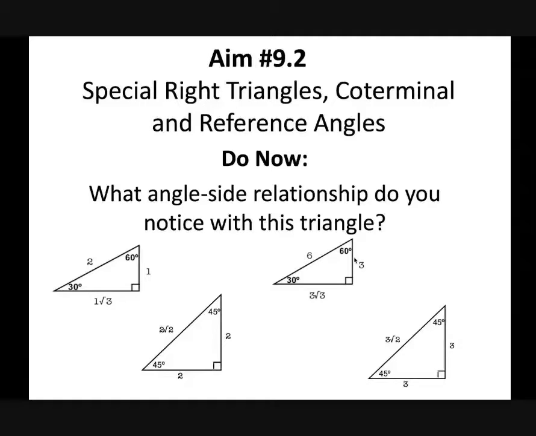So we're discussing now AIM 9.2, special right triangles, coterminal, and reference angles. What angle relationship do you notice with the triangles? Well, you may have noticed that the side that is opposite 30 degrees, in this case being 1, was half that of the side that's opposite 90 degrees, being 2.